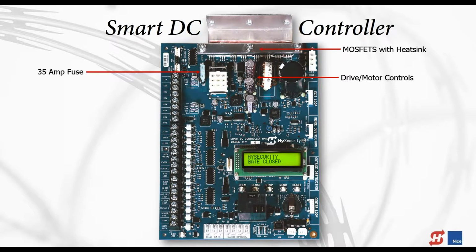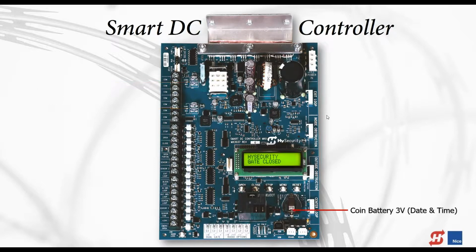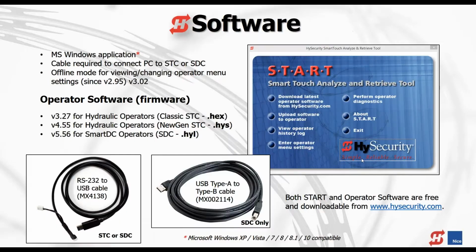That's not a handle on top. 35 amp fuse. Cruising along here. Here's our 24-volt. We have 2 24-volt DC taps and 12-volt DC taps right on the board. And there's that same coin battery for date and time stamping, and the status LED, the heartbeat, just like I mentioned on the Smart Touch controller.